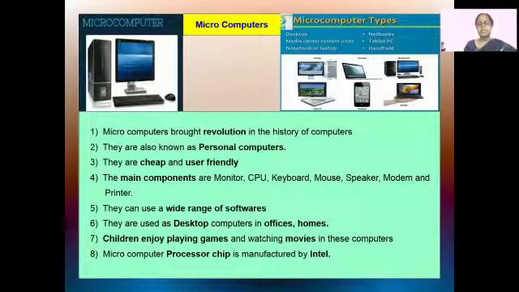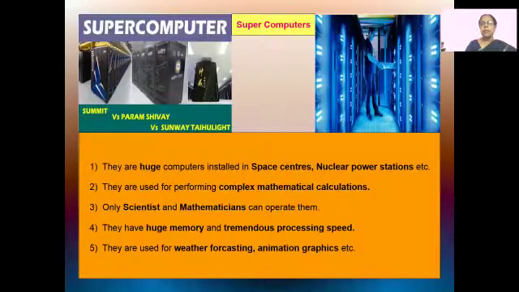The microcomputer processor chip is manufactured by Intel. So whoever is using a PC, when you start your system, it automatically shows the Intel symbol that starts the computer. Its chip is made by the people of Intel. This is your microcomputer, which you use in your house, in your school, and in many of the offices. The last one is your supercomputer.